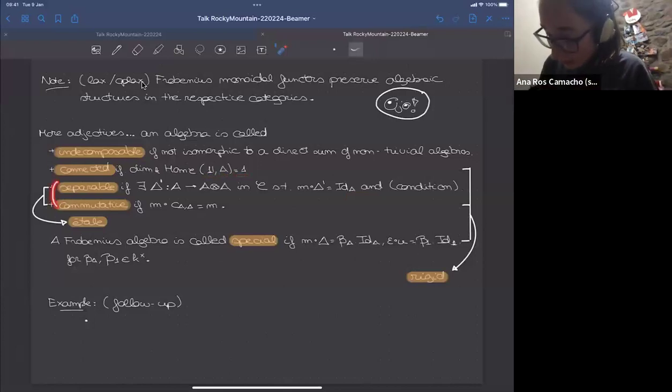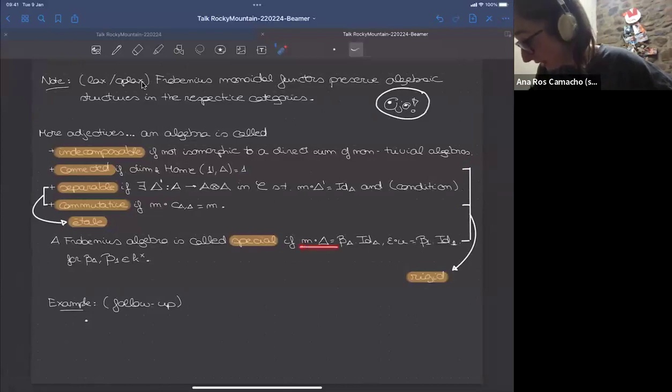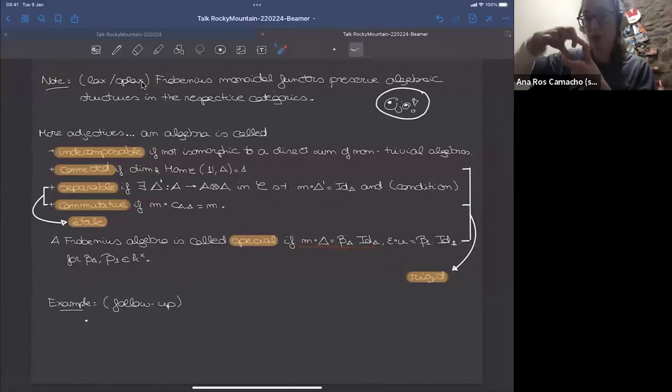If you combine connected, commutative, and special, which is one condition of a Frobenius algebra, where composing multiplication and co-multiplication gives you the unit times some number, and similarly with unit and co-unit, you get what is called rigid.